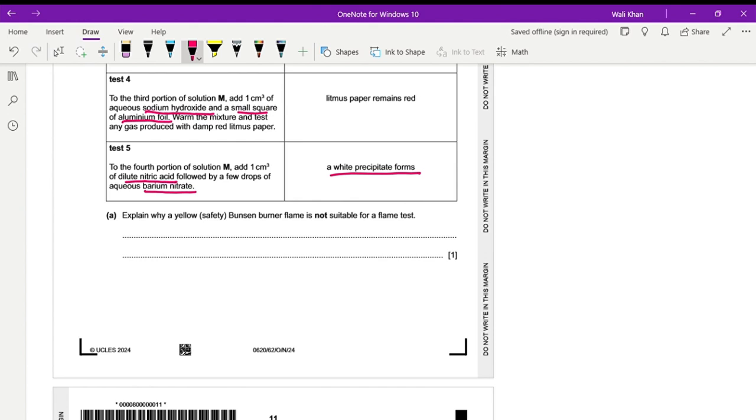Explain why a yellow safety Bunsen burner flame is not suitable for a flame test. Because it is not hot enough to observe any color change.